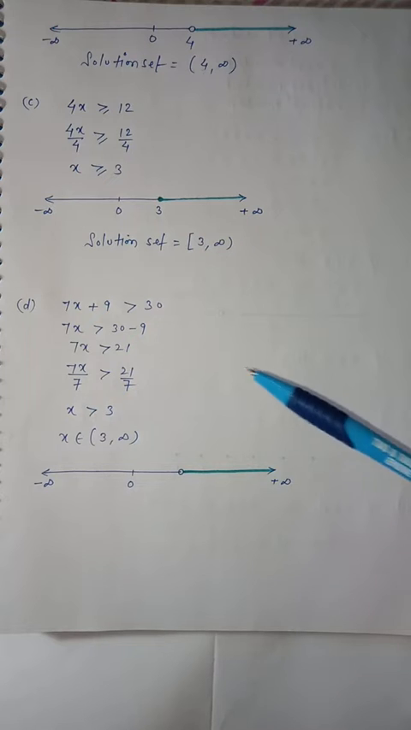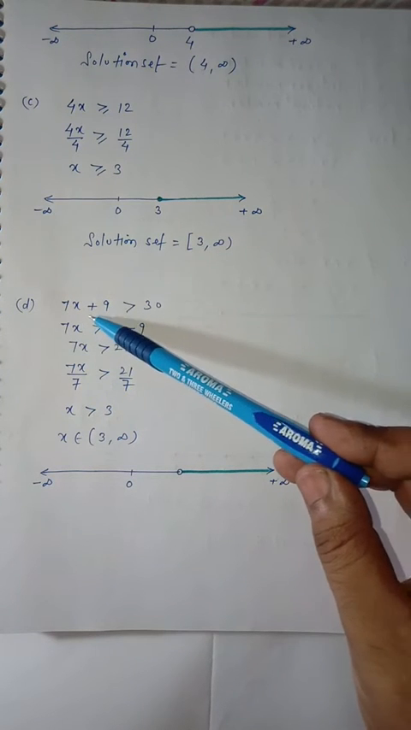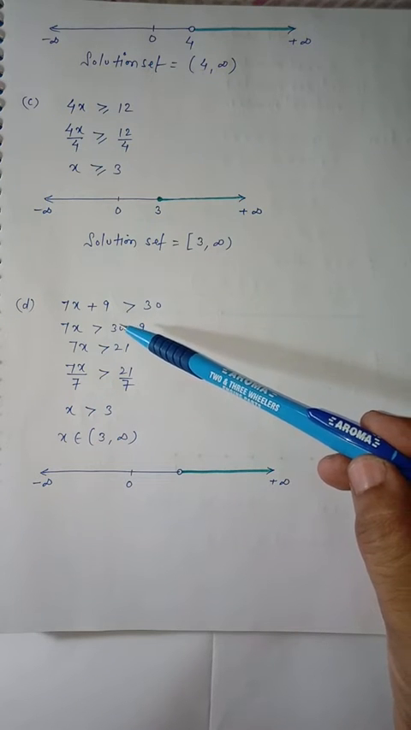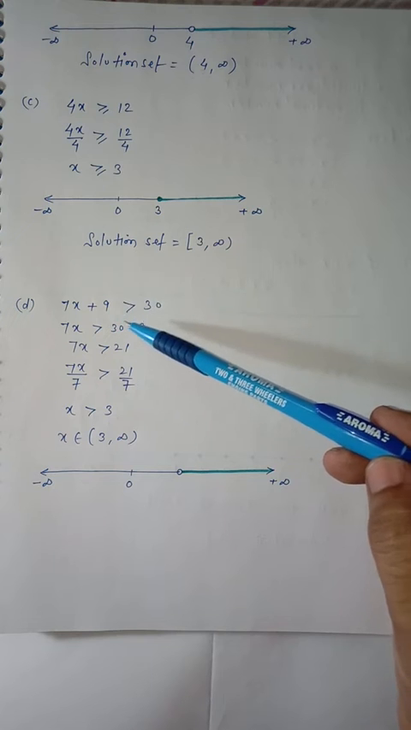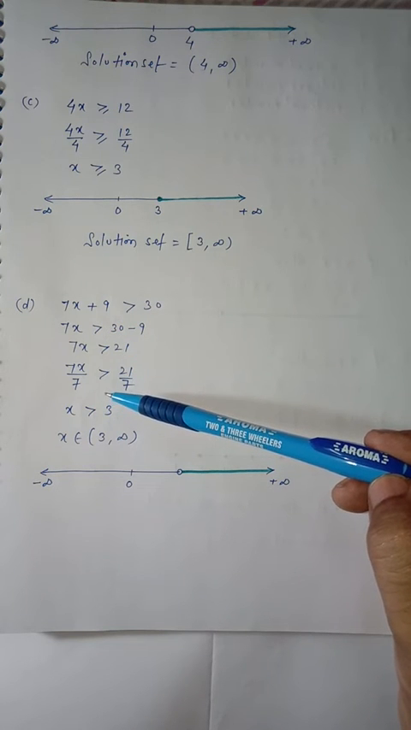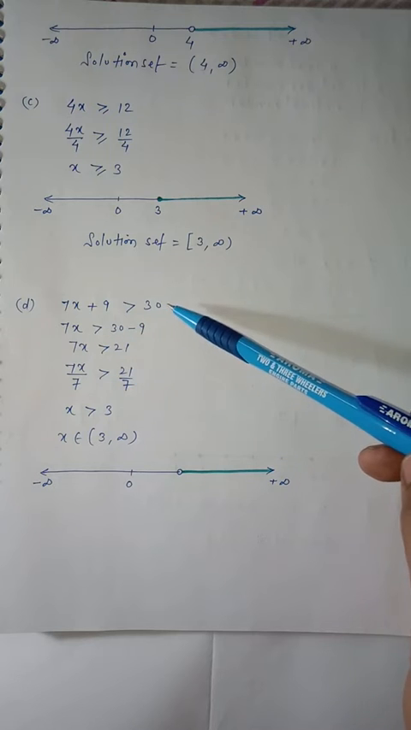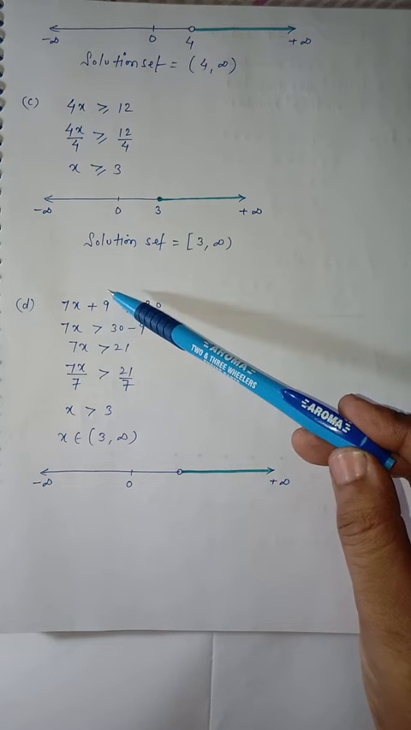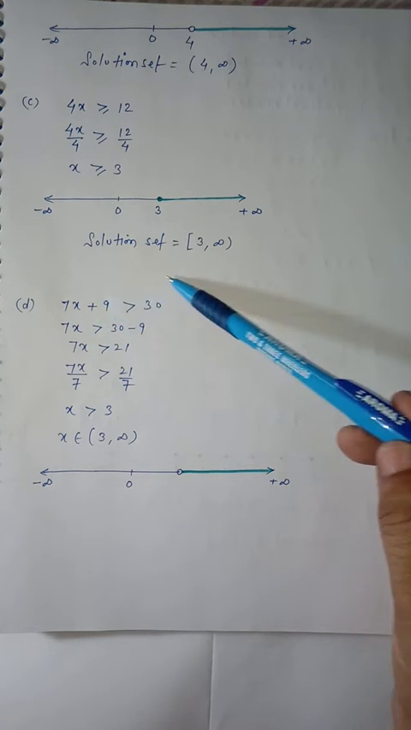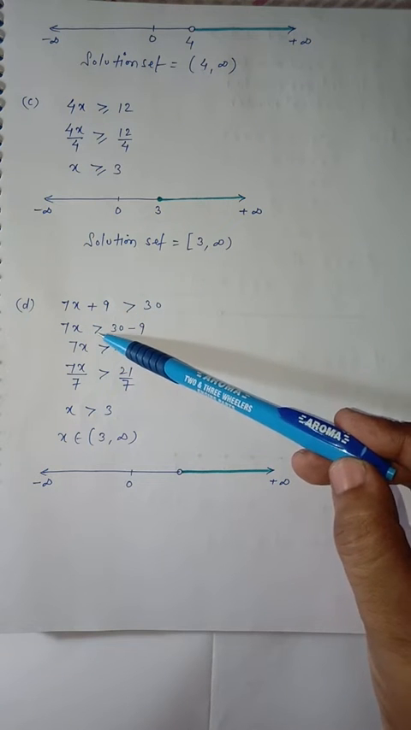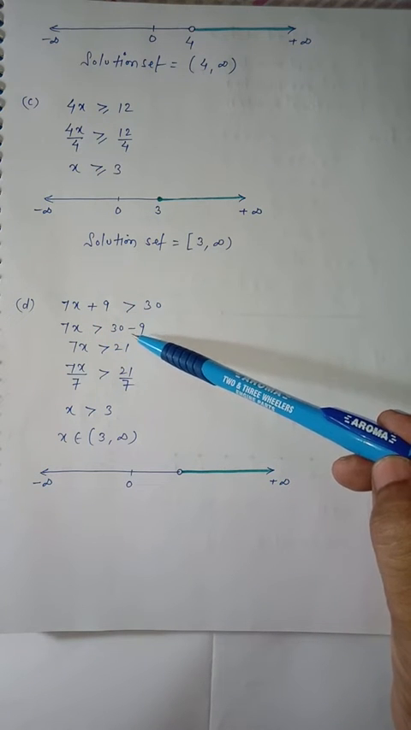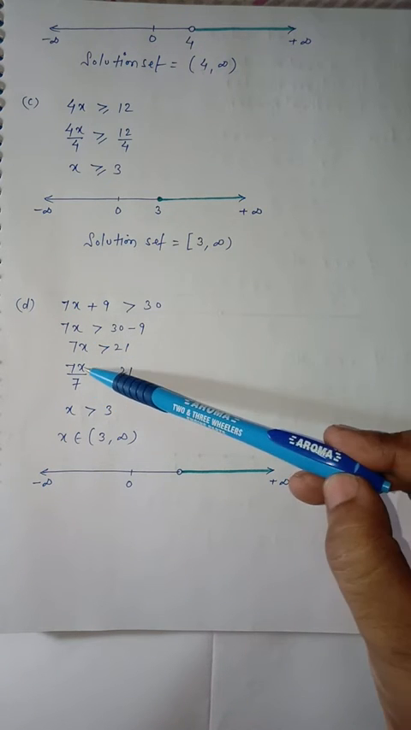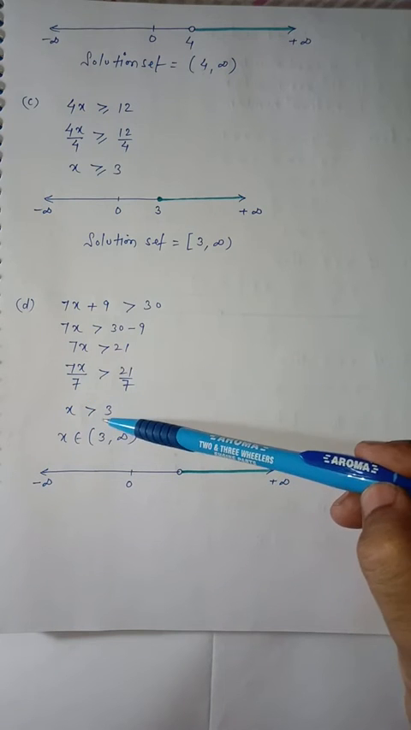Okay, take the fourth one. When 7x plus 9 is greater than 30, always don't subtract or add anything. Here we are using the approach of an equation, where you can transfer the variable and constant from LHS to RHS or RHS to LHS. In the same way we can transfer this 9 to the right hand side. So it will be 7x greater than 30 minus 9, so it will be 21. Now you can divide both sides by 7. So this 7 cancels, and you will get x greater than 3.